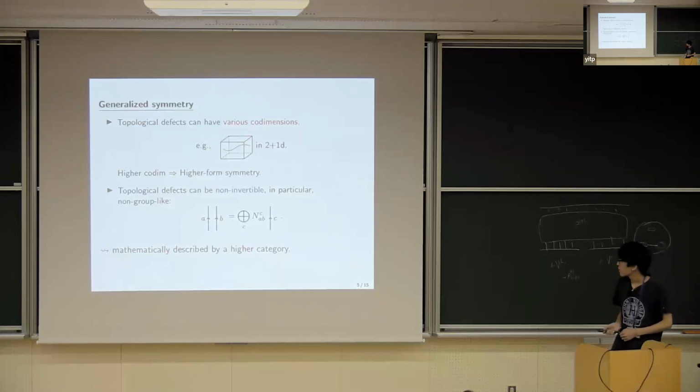So there are two types of generalizations, namely one is the higher form symmetry and the other is the non-invertible symmetry. But we can also think about mixtures of these higher form symmetries and non-invertible symmetries. And such a symmetry is generally described by a higher category rather than a group. Of course, this higher category includes an ordinary group symmetry.